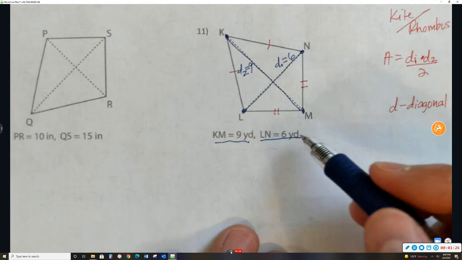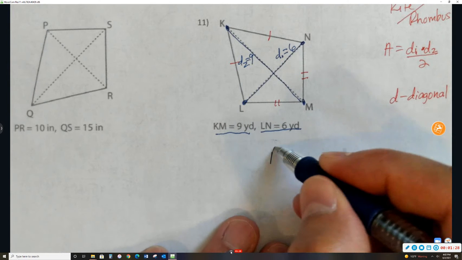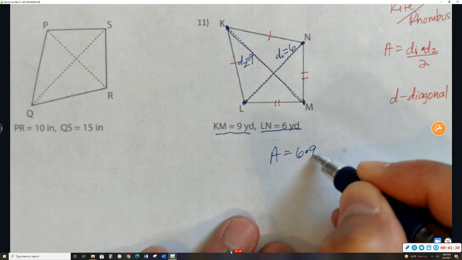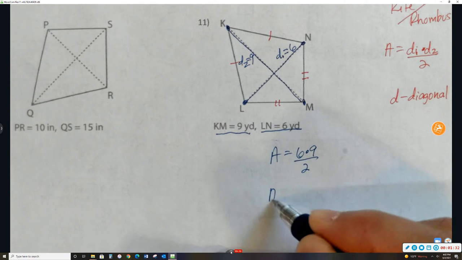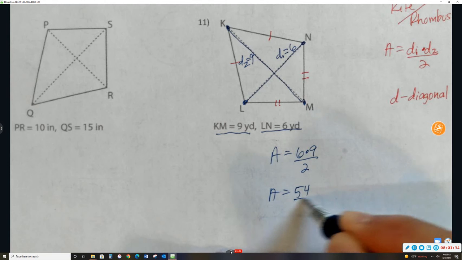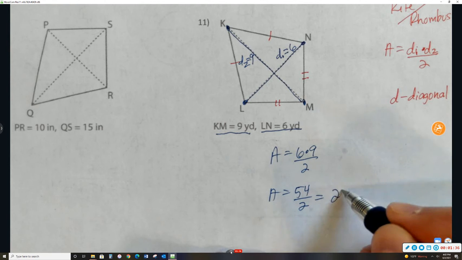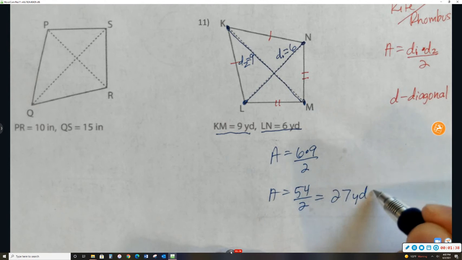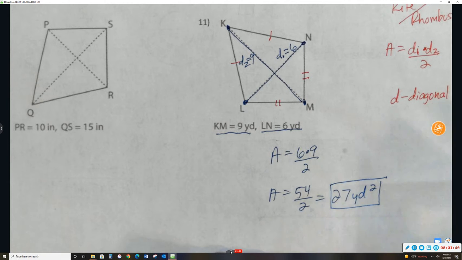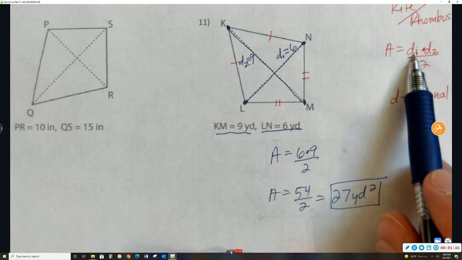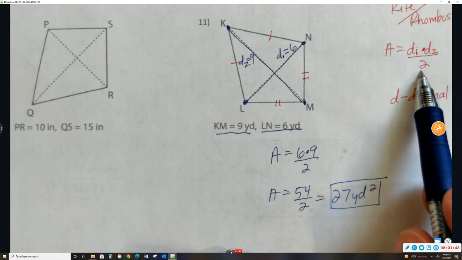And then if I substitute that into the formula, it's easy. Diagonal 1 times diagonal 2 divided by 2. That's 54 divided by 2. That's 27, and this is yards squared. 54 divided by 2 is 27. And again, it's using the formula: diagonal 1 times diagonal 2 divided by 2.